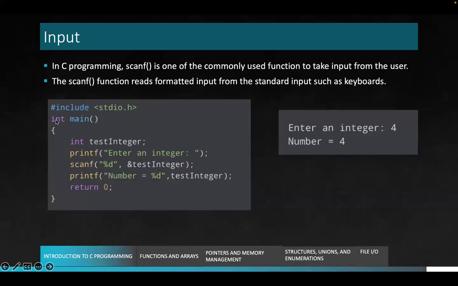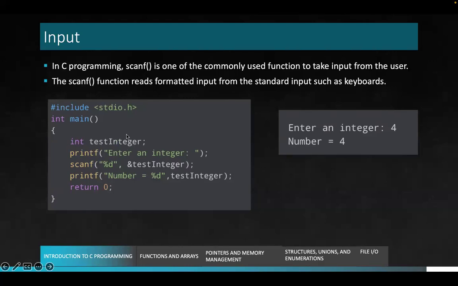So the return type of the function is int. Then the main function, and inside the curly braces you have to write your program. You want to take a variable to store the value entered by the user. So for that you need a variable, and the type of the variable is integer. So I will write int testInteger, where testInteger is the variable name I've given.